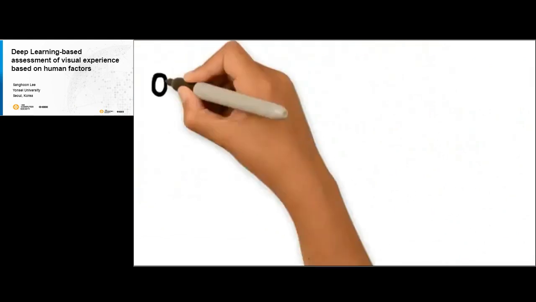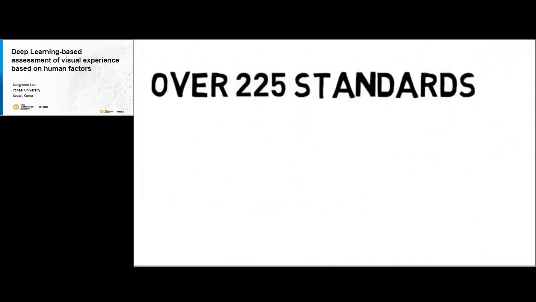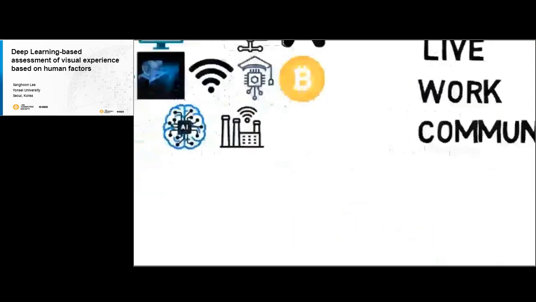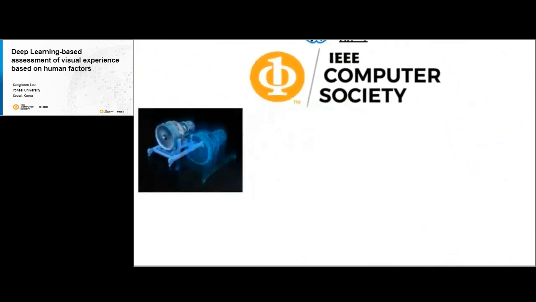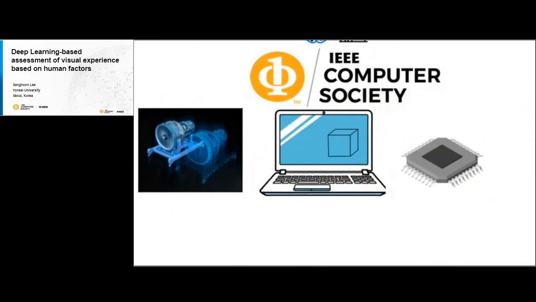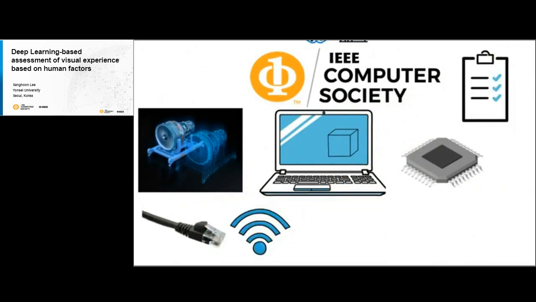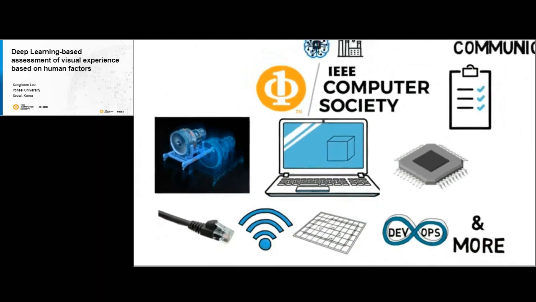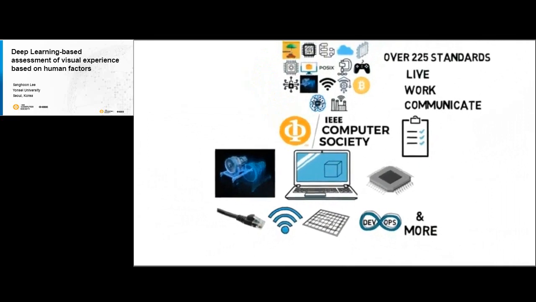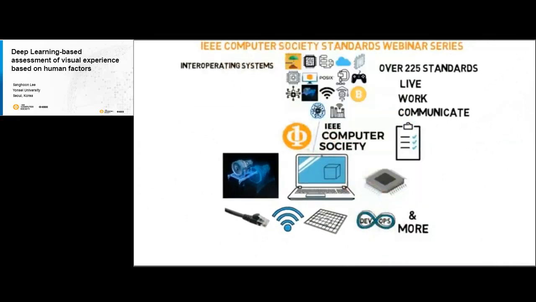With over 225 standards that transform the way we live, work, and communicate, the IEEE Computer Society sets the standard for design automation, simulation, testing technologies, Ethernet and Wi-Fi, quality assurance processes, systems architecture, DevOps, and more. Standards deliver best practice processes for developing market-ready interoperating systems, products, and services.